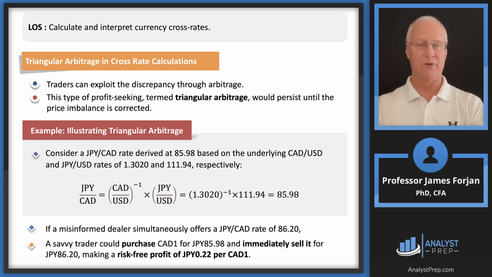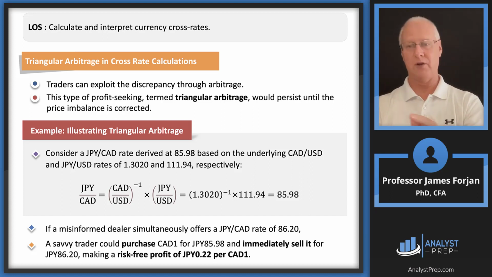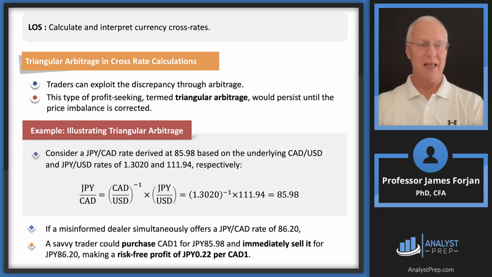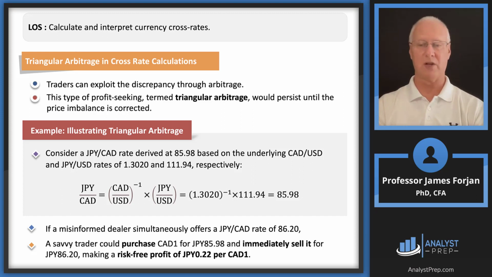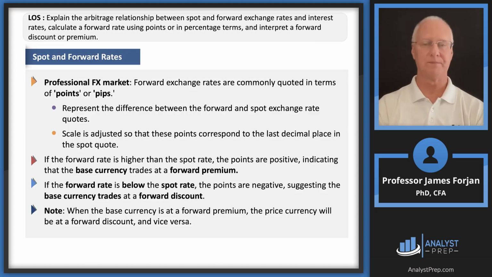So here are some of these questions at the end of the learning module. The learning module will want you to compute that 85.98, which we just did on the previous slide. Then in the question stem, you'll be given that 86.20. And so the question is, what's the arbitrage profit? So all you have to do really is subtract, right? We learned that in kindergarten, subtraction.